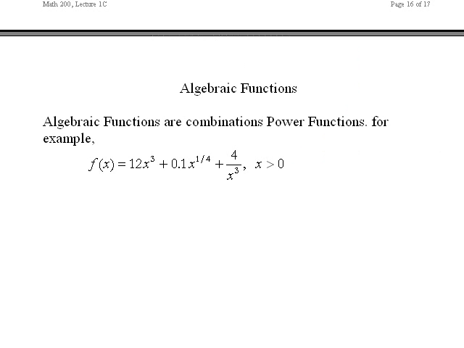If we combine power functions with different coefficients, we get these algebraic functions. An algebraic function could be a linear function, could be a polynomial, or it could be something like this. So we see a monomial, a coefficient of 12, x raised to a whole power of 3. Then we see another where the power is 1/4, which you know is the 4th root of x. And the last term, we have x cubed in the denominator.